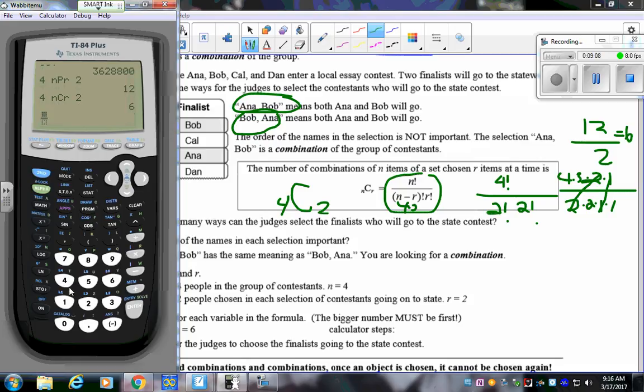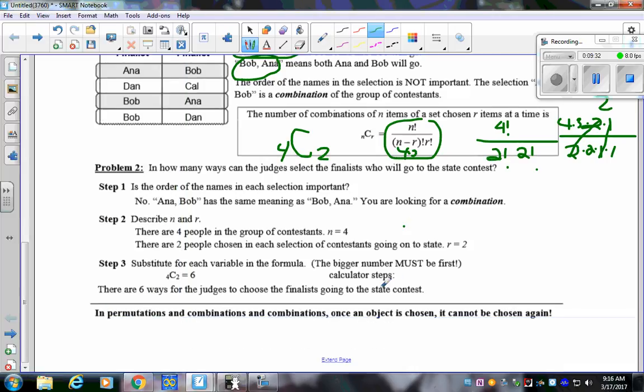All right, now you also can type it in. Like I could type in 4 factorial over 2 factorial. I'm just typing in what my calculator is actually doing when we hit the nCr option, just to show you what it looks like, okay? And we should get 6 again. Yay, we do. All right, so order matters versus it doesn't matter.